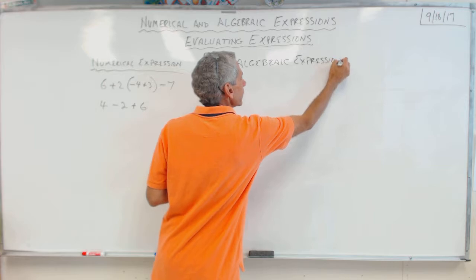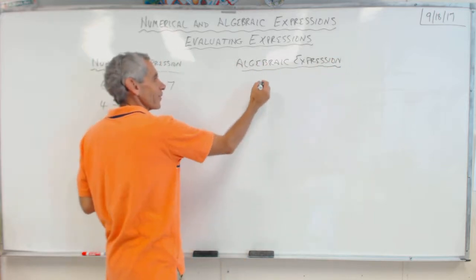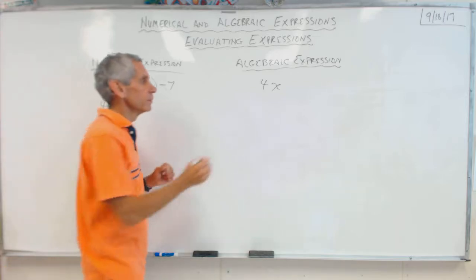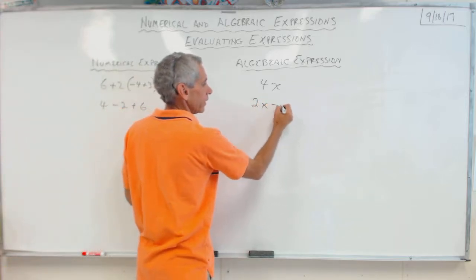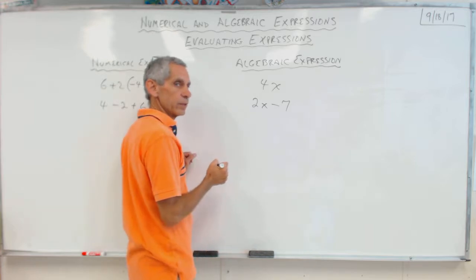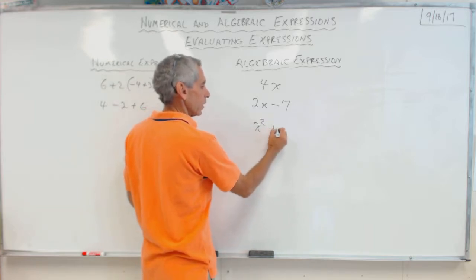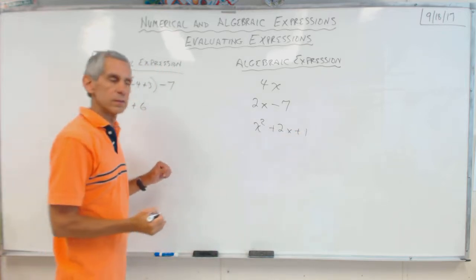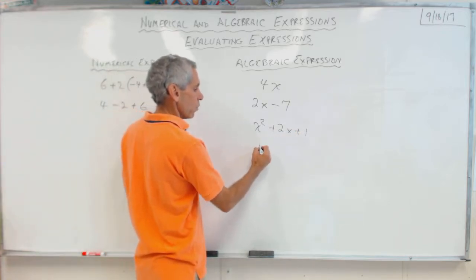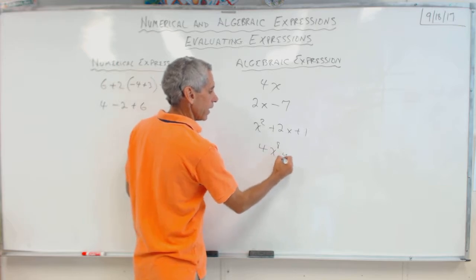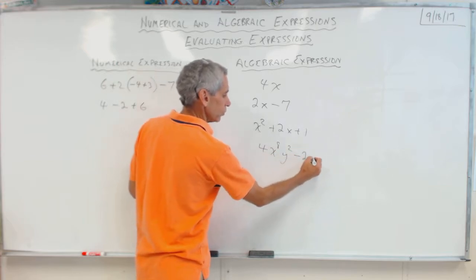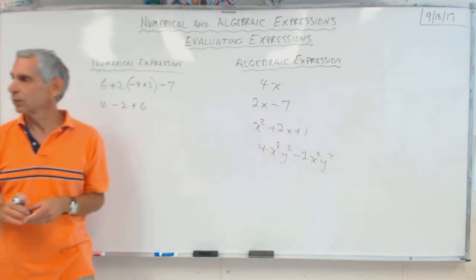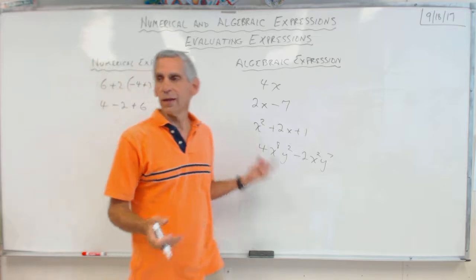you know, this is really quite simple, to be honest with you. That's an algebraic expression. 2x minus 7 is an algebraic expression. x squared plus 2x plus 1 is an algebraic expression. 4x to the 8th y squared minus 2x squared y to the 7th is an algebraic expression. What makes that an algebraic expression?